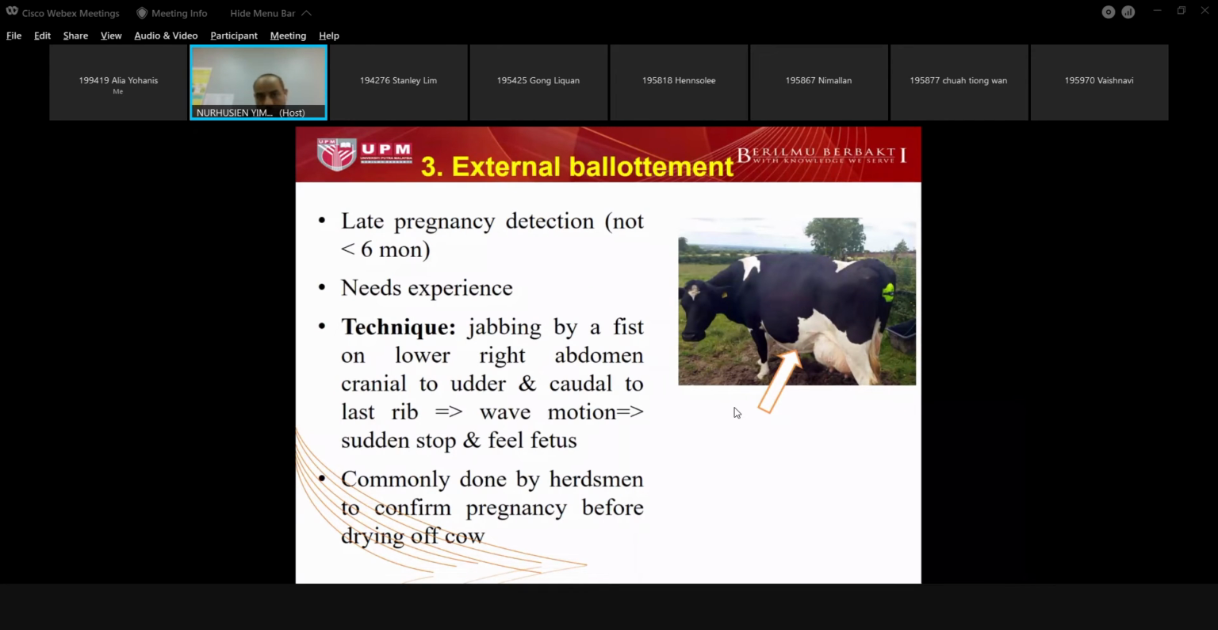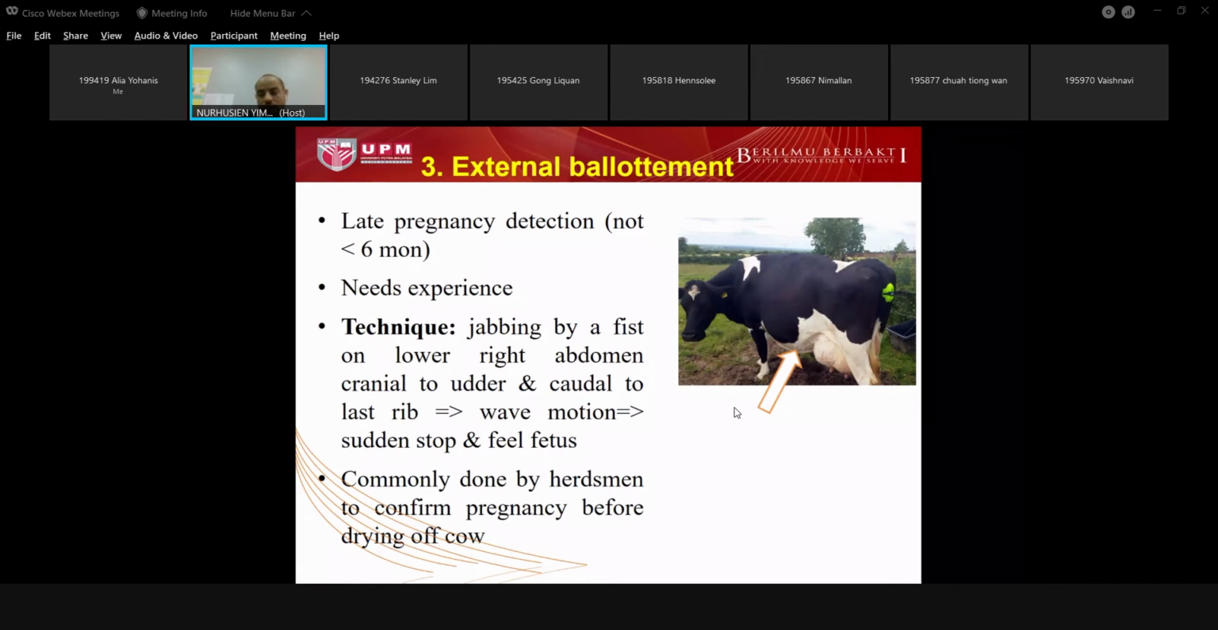Another method is external ballotment. This is, again, a method that can be applied during the late stage of pregnancy. So meaning that this is a relatively less advantageous kind of method. And of course, it also needs experience.